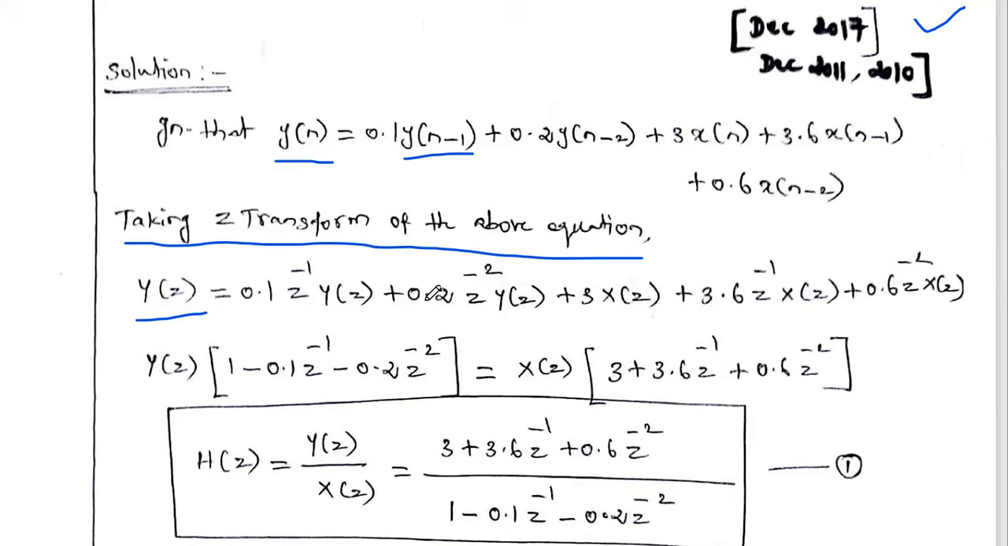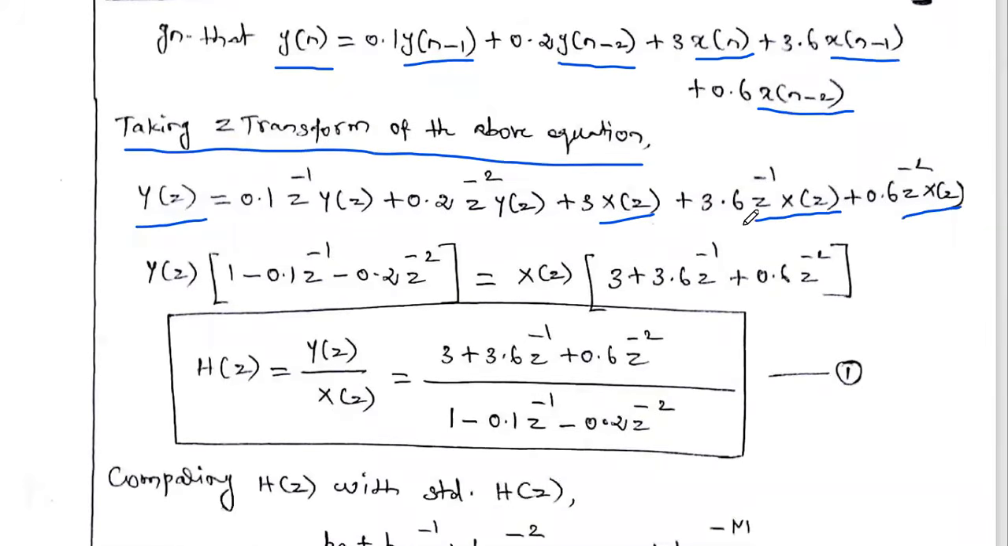Then plus 0.2 into, what is the Z transform of y of n minus 2? Z power minus 2 into Y of z. Similarly, plus 3 into, what is the Z transform of x of n? Capital X of z. Then the Z transform of x of n minus 1 is Z power minus 1 into X of z. Similarly, here Z power minus 2 into X of z. So this is the first step.